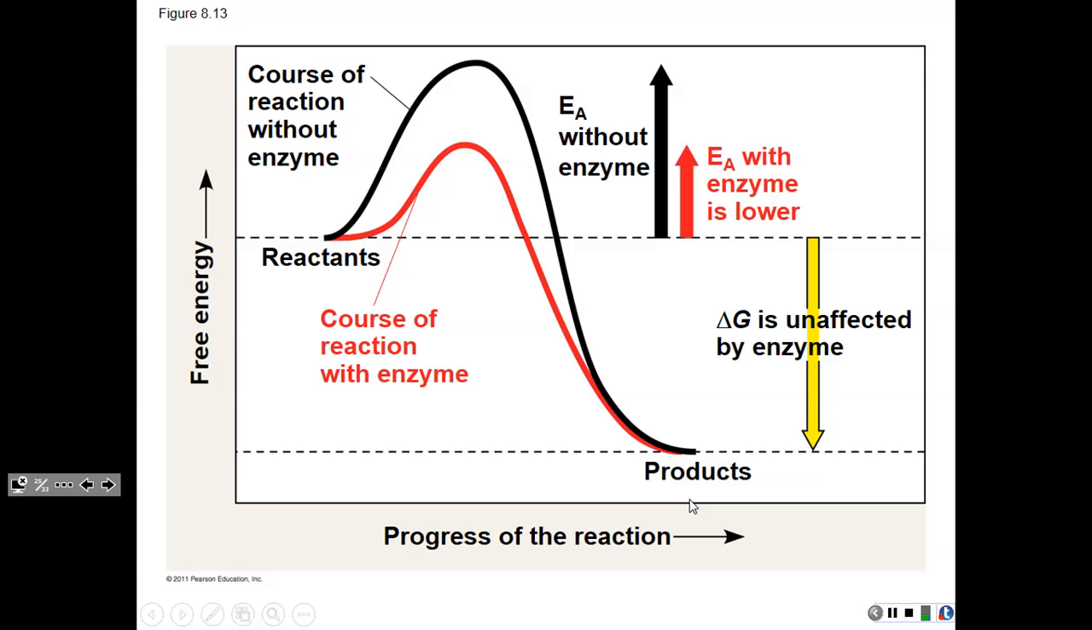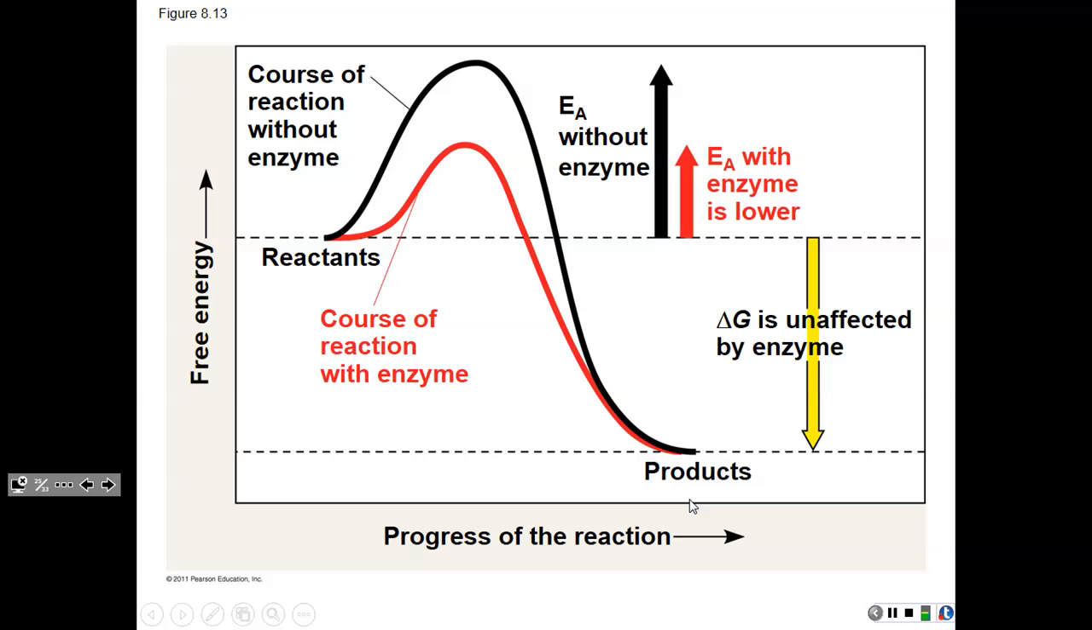It has no effect at all. This is an important point that a lot of people seem to miss the first time through. It has no effect at all. An enzyme has no effect at all on the delta G of the reaction, right? Look at that picture there. The red line and the black line, they start at the same point and they end at the same point.